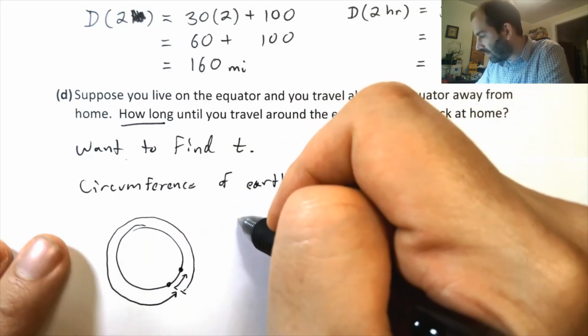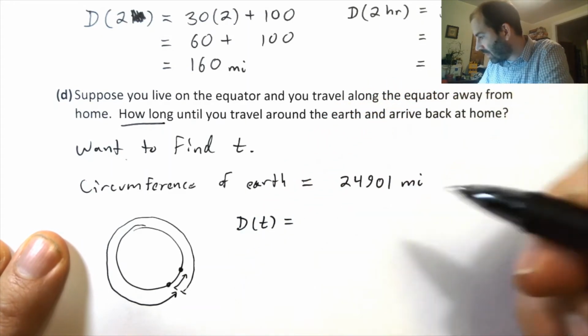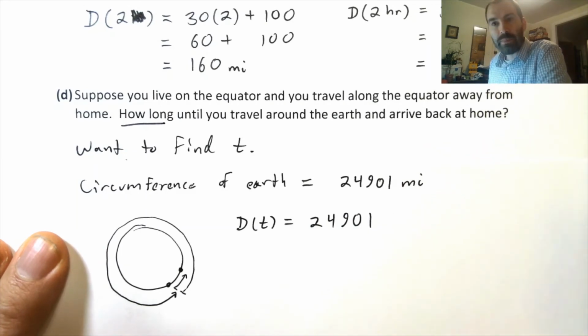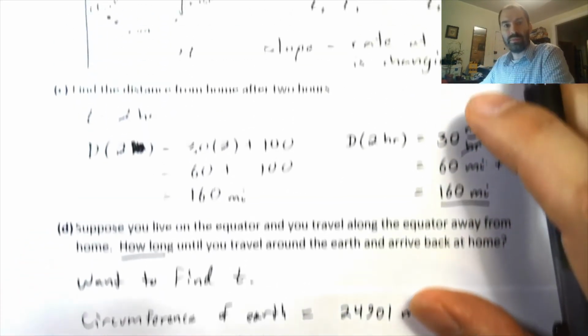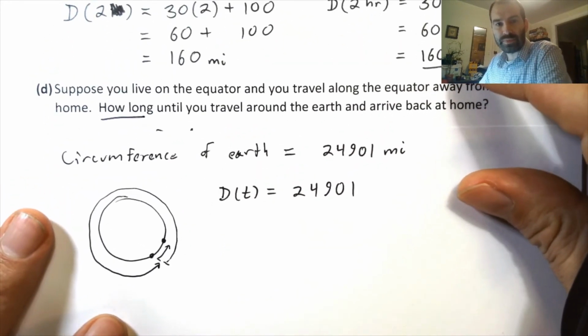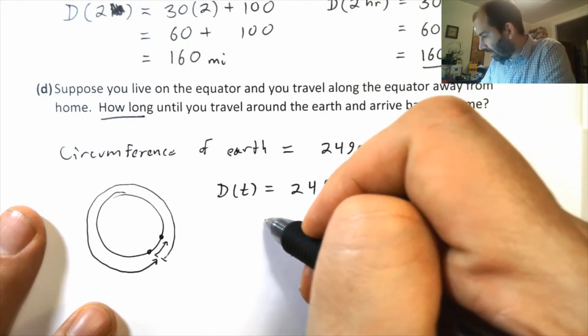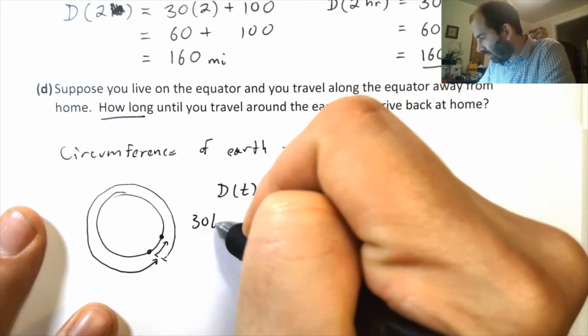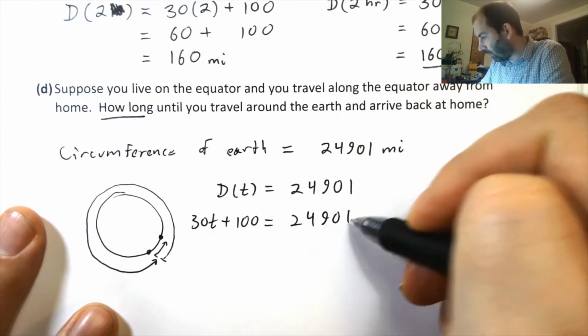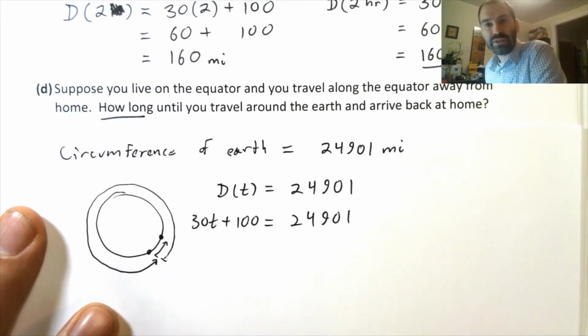So that means I want d of t to equal that number, 24,901. But I have an expression for d of t: 30t plus 100. Okay, so let's do that. So that's 30t plus 100 equals 24,901. There's an equation we can solve for t. Okay, pause the video, solve the equation, and I'll meet you back here.